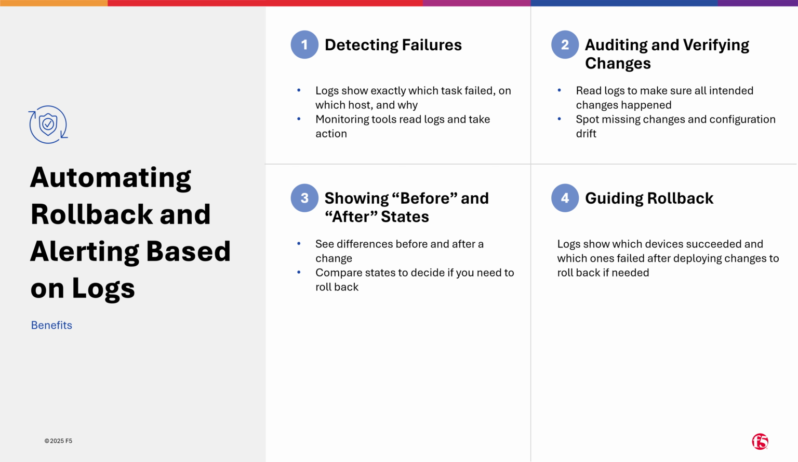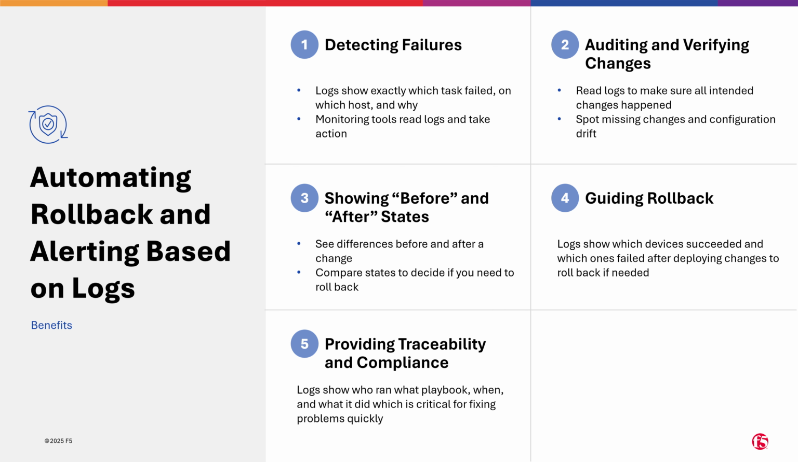Fourth, logs guide rollback decisions. Imagine deploying changes to multiple Big IPs and one fails. The logs show which devices succeeded and which ones failed. If only some devices were updated, it may be best to undo those changes to keep everything consistent. Some teams follow a rule: if one fails, roll back the rest. The Ansible summary helps find these cases quickly without checking each device by hand.